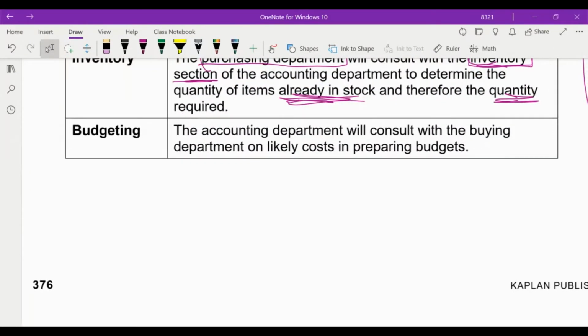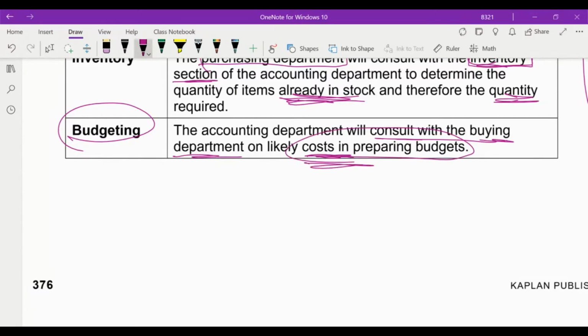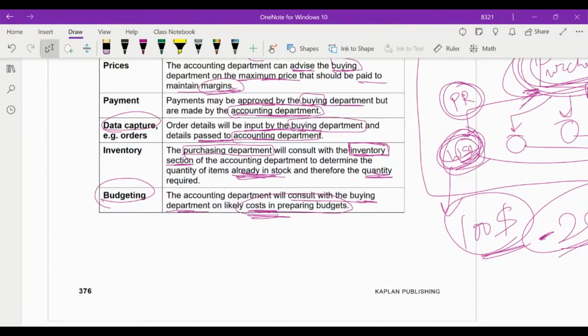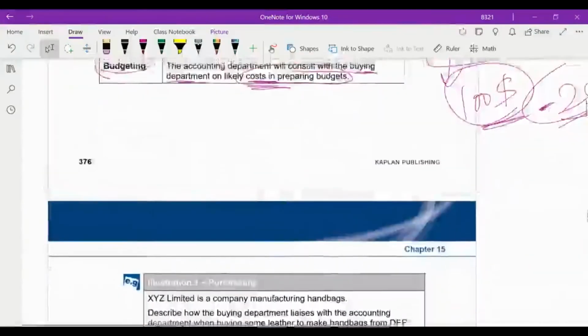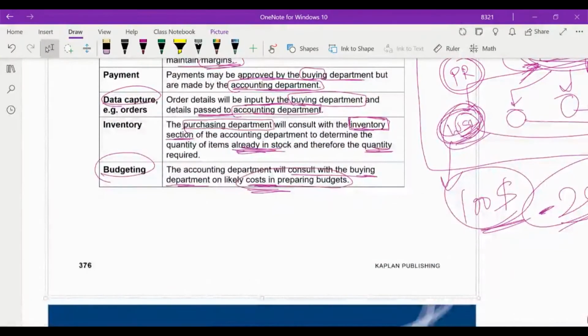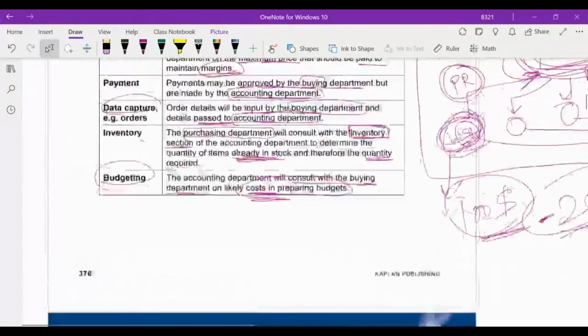Next is budgeting. Now, budgeting is basically planning, estimating for the future. In budgeting also, in planning also, accounts department plays a key role, especially for procurement purposes. The accounts department will consult with the buying department on likely costs in preparing budgets, what costs they are expecting for their future purchases and etc. So the accounting department will prepare a budget for the whole organization. So they will receive their data from procurement department. So this is how purchasing or procurement department gets intervened by the accounts department.